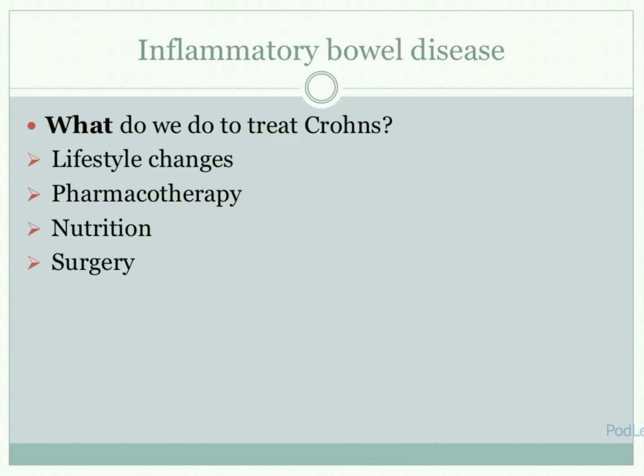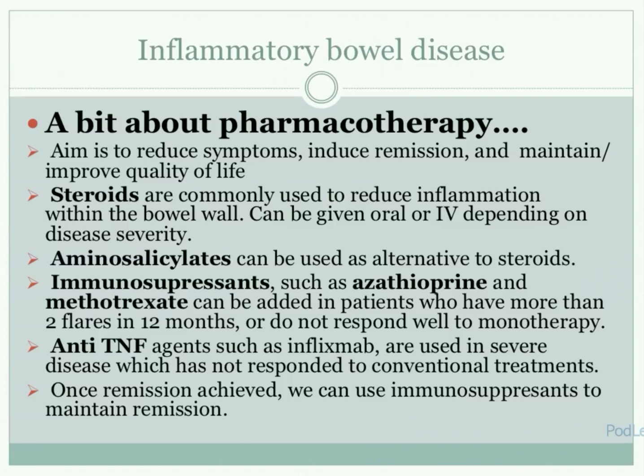So what do we do to treat Crohn's? So lifestyle changes are important. As I said, smoking is a risk factor for Crohn's, and thus stopping smoking can reduce the number of flares patients have. Pharmacotherapy is also important alongside good nutritional management, and surgery can also be used. Just a bit about pharmacotherapy. The aim is to reduce symptoms, induce remission, and maintain improved quality of life.